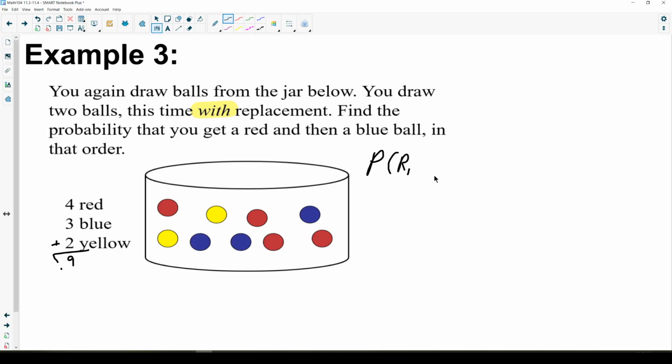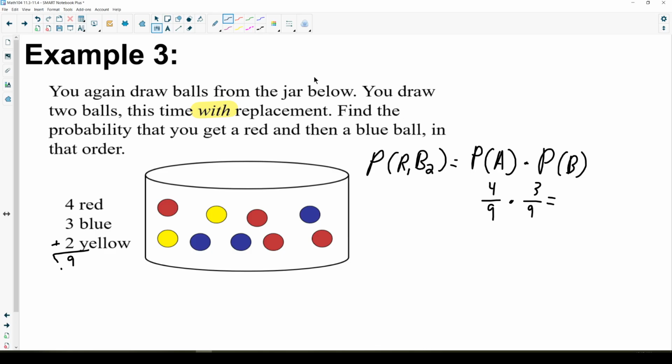We'll call that R sub 1 for the first one being red, and B sub 2 for the second one being blue. Now, since these are independent, right, with replacement, meaning putting the ball back in, my total number of balls in the jar will never change. So I can use the simplified form of this particular formula, probability of A times probability of B. I know that for A, there are 4 red balls out of a total of 9. I know that since I'm putting the ball back with replacement, I'm going to have 3 blue balls out of, again, a total of 9.